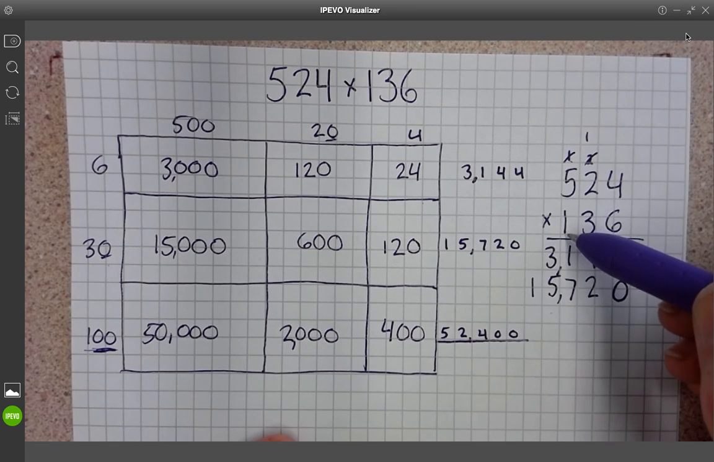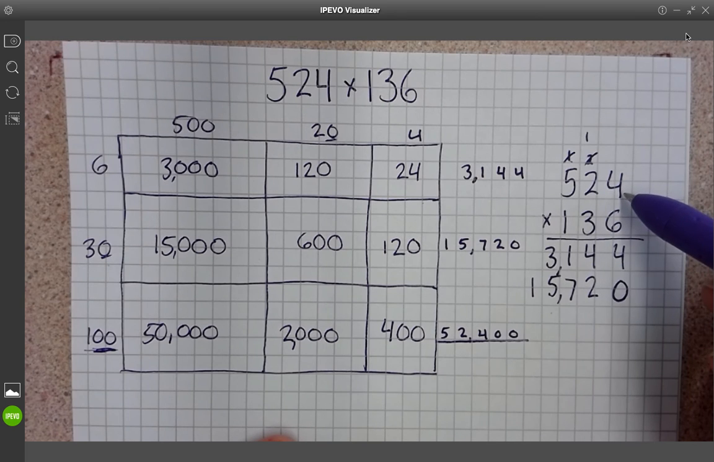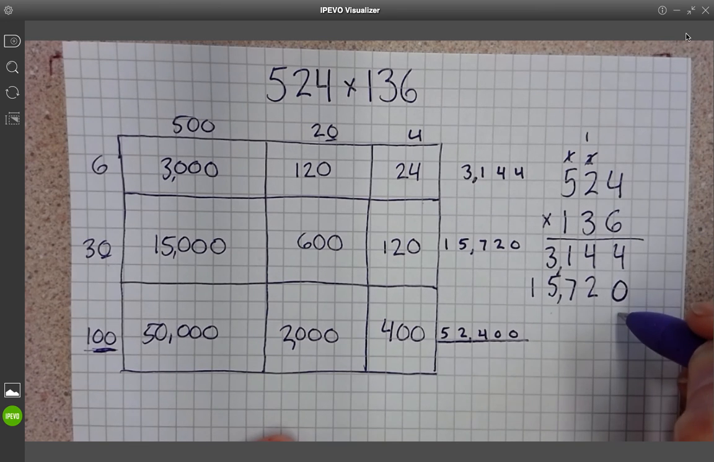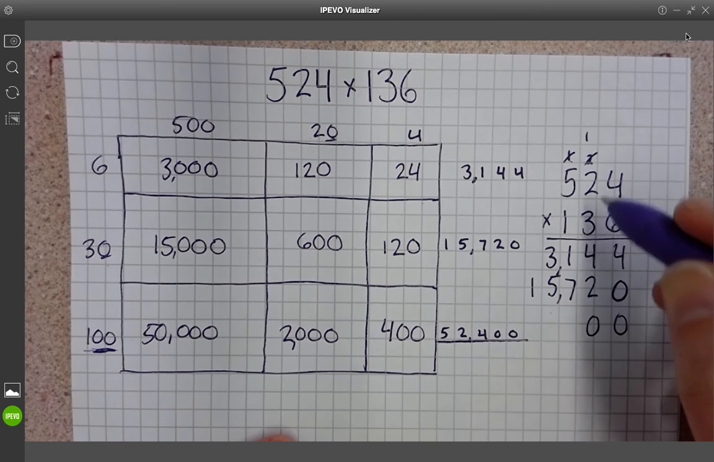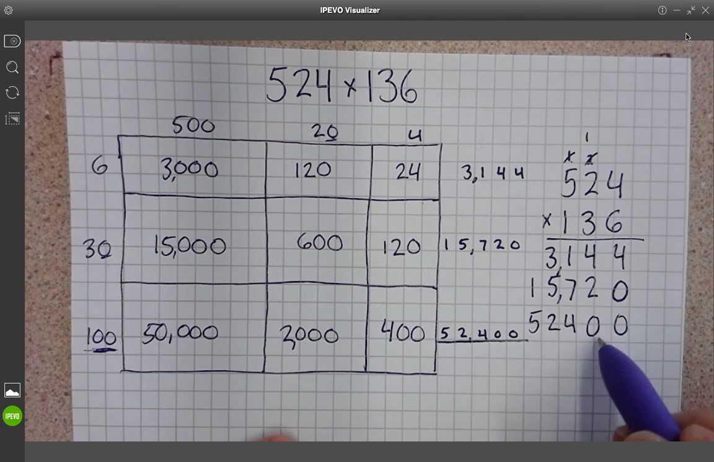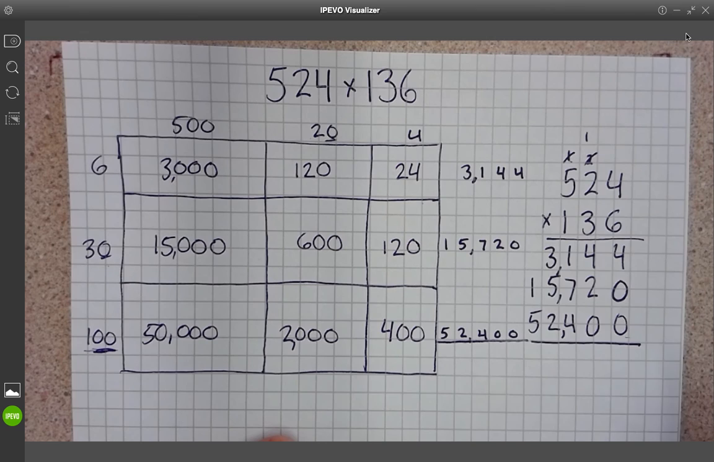And finally, this last one, I'm not going to do it the way I would normally do it in the standard algorithm because I know this is a 1, so I know everything's going to be the same. 524 times 100 slides this number 2 places to the left. So I'm going to go ahead and put my 2 zeros in and then write 524 with 2 zeros, which is 52,400 because I slid it 2 place values. So now I'm ready to add.